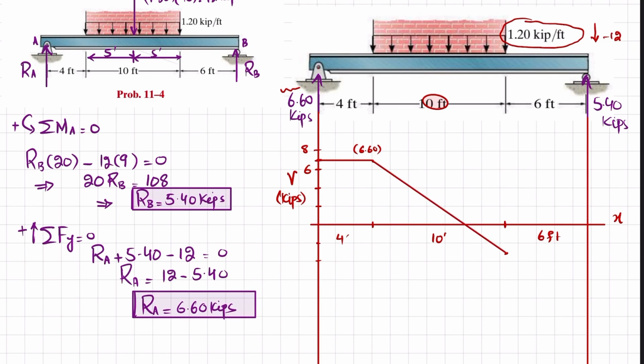So this will be your load, and at this point we have 5.40. Now from this region to this region you can see there is no load, so this will remain same, and at this point you can see plus 5.40. So minus 5.40 plus 5.40 will bring it to the 0. So this will be your shear force diagram.